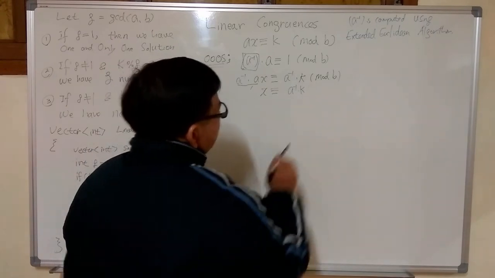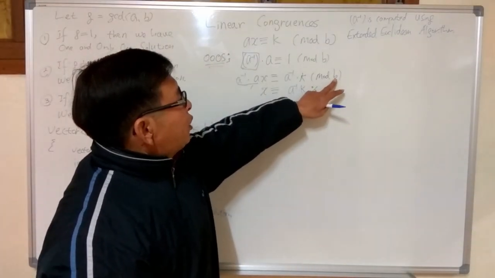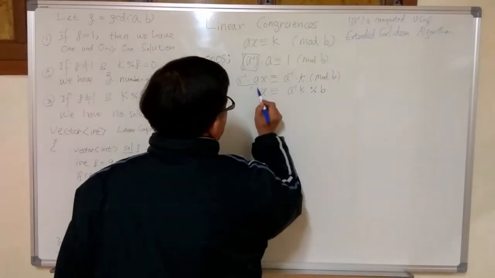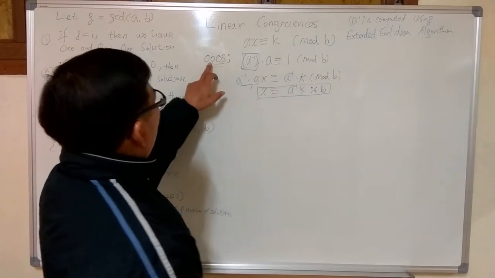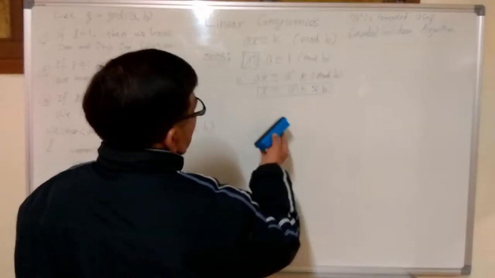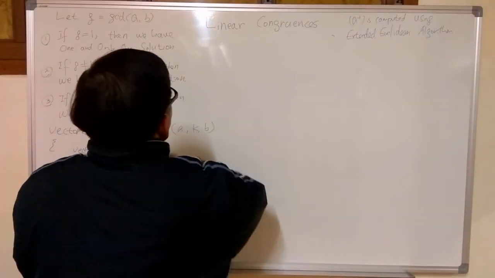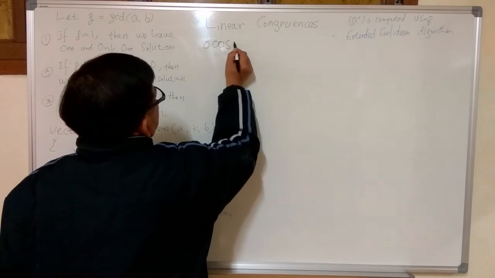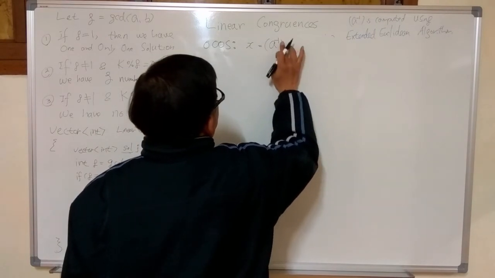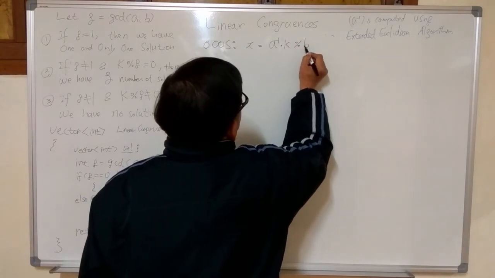Finally, here it can be bigger number than b, modulo b, so we apply modulo operator once again, like this. This is the solution, one and only one solution. One and only one solution case. I will label it like this. I will erase it and I will summarize like this. One and only one solution case. Solution will be A inverse times K modulo B.